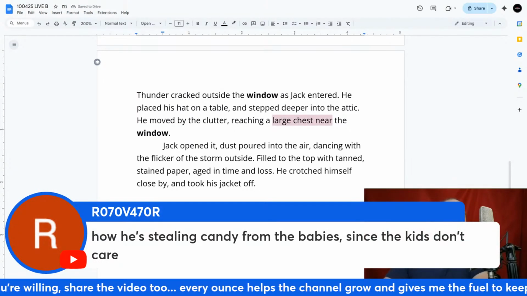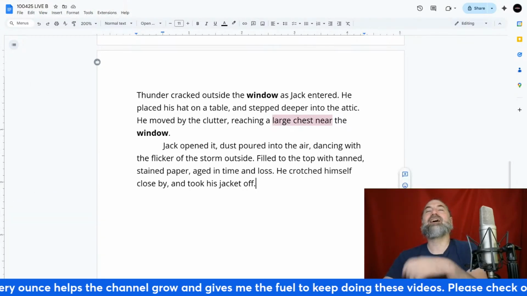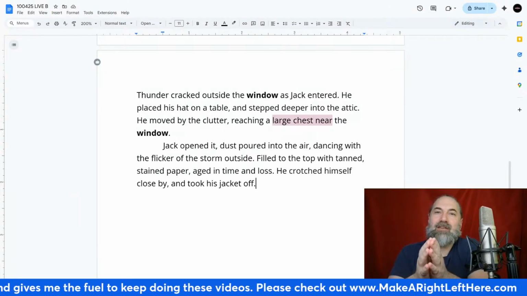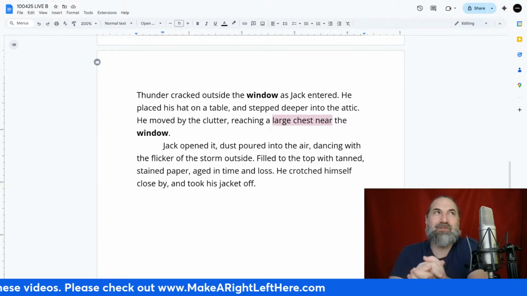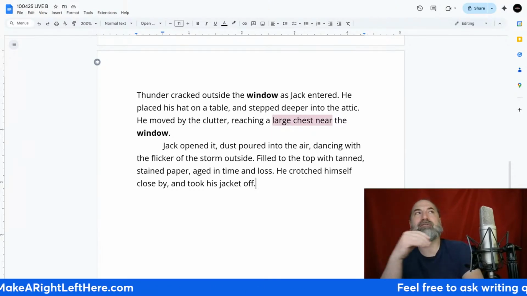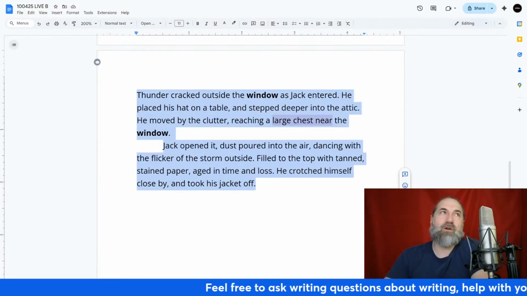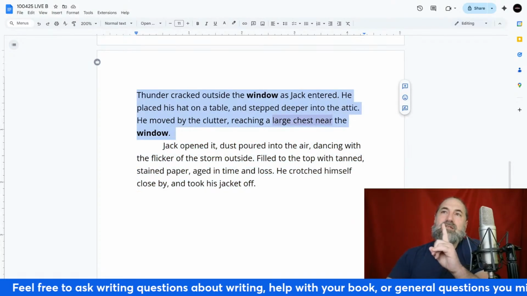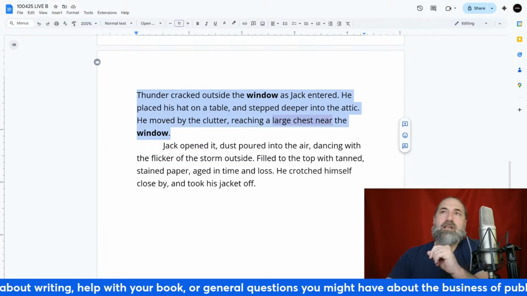How he's stealing candy from the babies since the kids don't care. That's right. Yeah. By the way, I know that's funny, but Ro is making a great point. Like, if we sat into the why and how and what he's getting out of it, if he was stealing candy from a baby, that would be a slower pace, but it would still hopefully be a fast read. And in this situation, I'm not saying either one of these are fast reads per se, but I'm showing you this is fast pace, this is slow pace. And the reason is this isn't interesting to him.